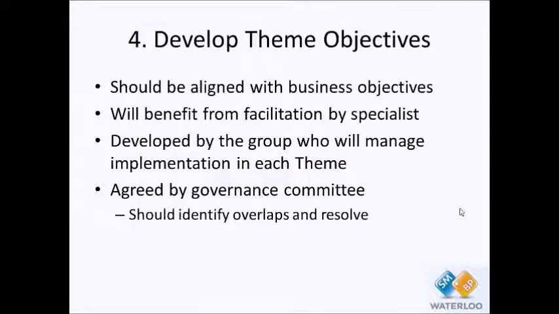There is a question here about the extent to which there may be improvement in processes as this takes place. As this analysis takes place, it is likely that benefits could be achieved from that. So they should be developed by the group who will manage implementation inside each theme, and the plan should go forward for agreement by the governance committee. The objective there would be to identify any overlaps between different themes and resolve those. That would be the responsibility of the governance committee, who would clearly consult with the different themes as they did that.